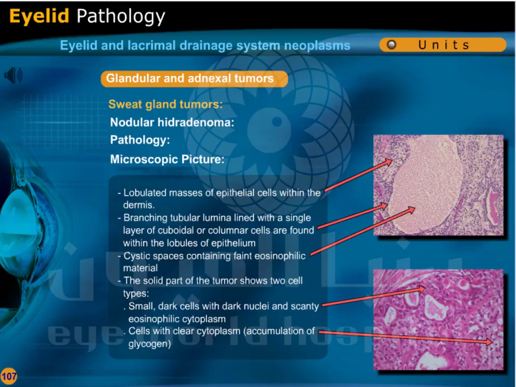Microscopic picture. Lobulated masses of epithelial cells within the dermis. Branching tubular lumina lined with a single layer of cuboidal or columnar cells are found within the lobules of epithelium. Cystic spaces containing faint eosinophilic material. The solid part of the tumor shows 2 cell types: small dark cells with dark nuclei and scanty eosinophilic cytoplasm, and cells with clear cytoplasm, due to accumulation of glycogen.